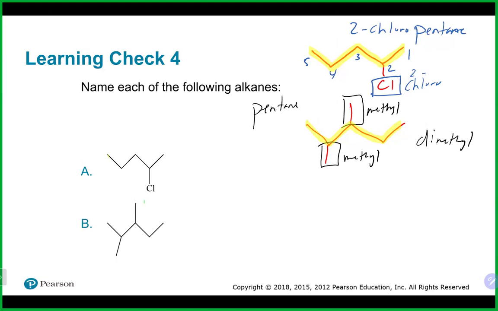Now, in terms of numbering, again, here you could probably see left to right would be the better way. 1, 2, 3, 4, 5. Going in the other direction, you're looking at 3 and 4, right? So this would be 2 and 3. We do need to give both numbers. So 2,3-dimethyl. Once again, di because there's 2 of them in the compound, not that they're on the same carbons or anything like that. So pentane in this case. Question on the name there?